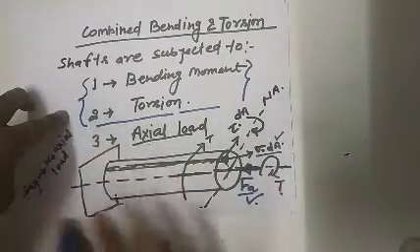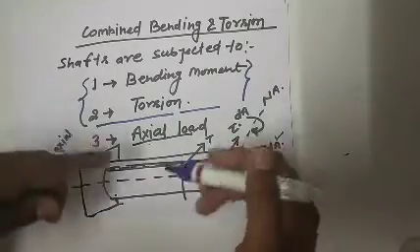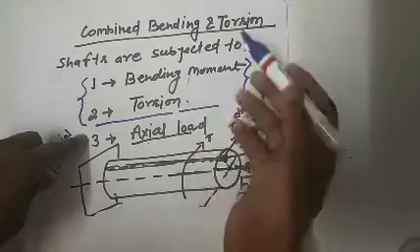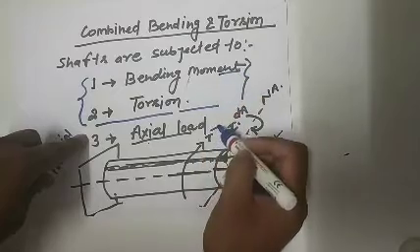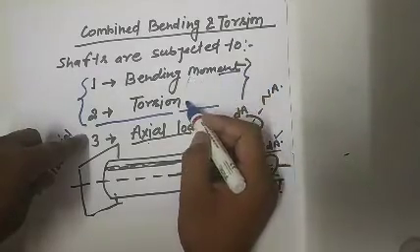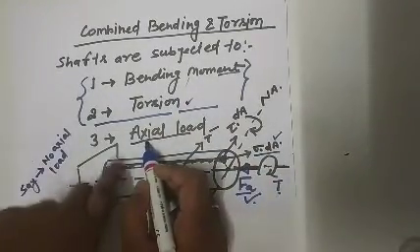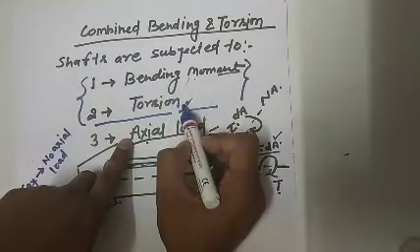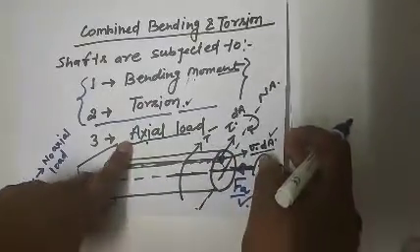But do remember that whenever we do the analysis, the same procedure is adopted for these two. In that condition, the resultant effect of this one and this one will be one force, and another force will be this one. But here we are considering there is no axial load, so we go for the relation between bending moment and torsion for generating the equivalent bending moment and equivalent torsional moment on the shaft.